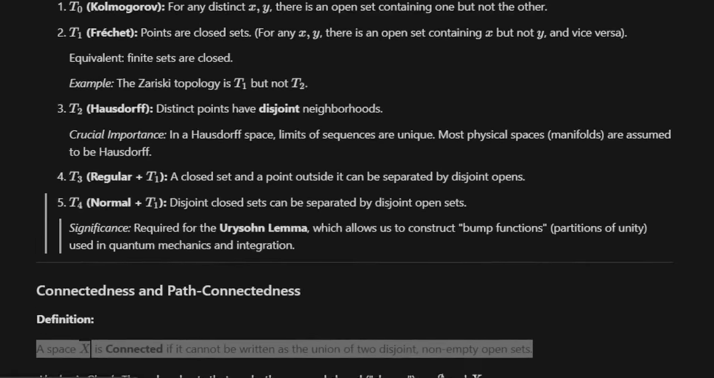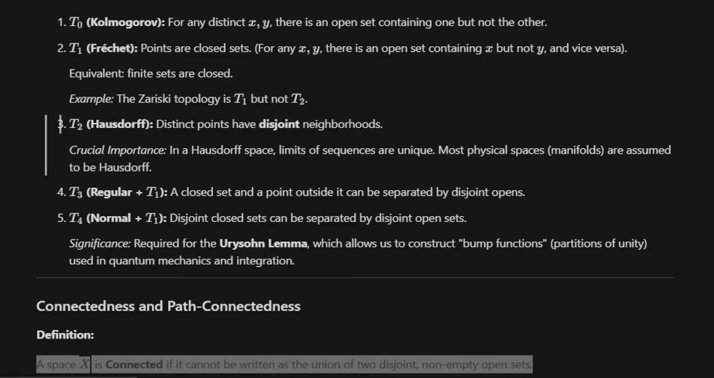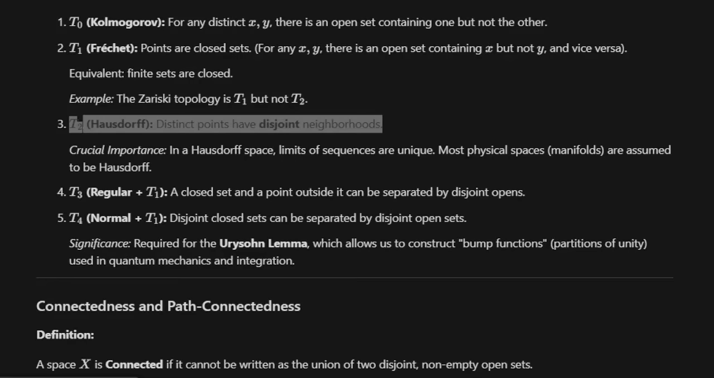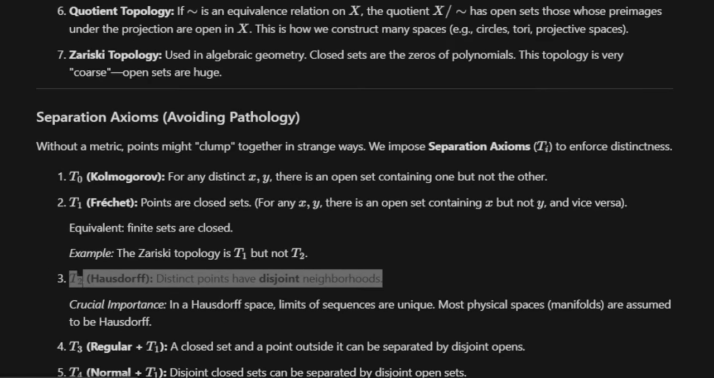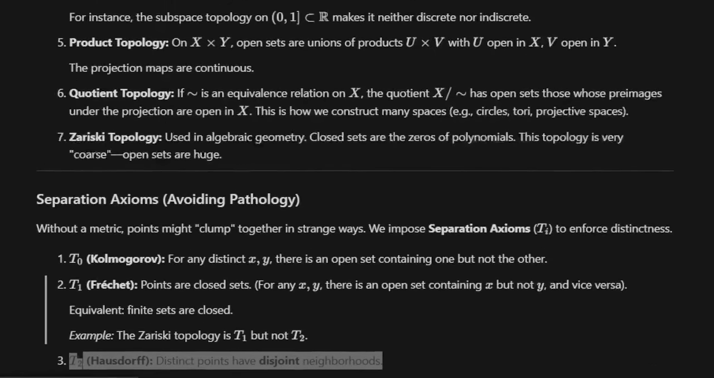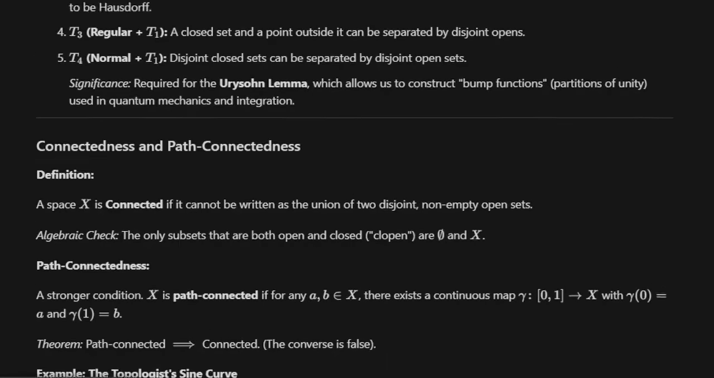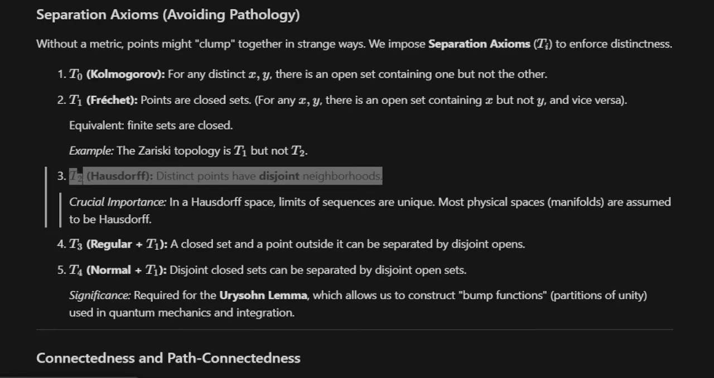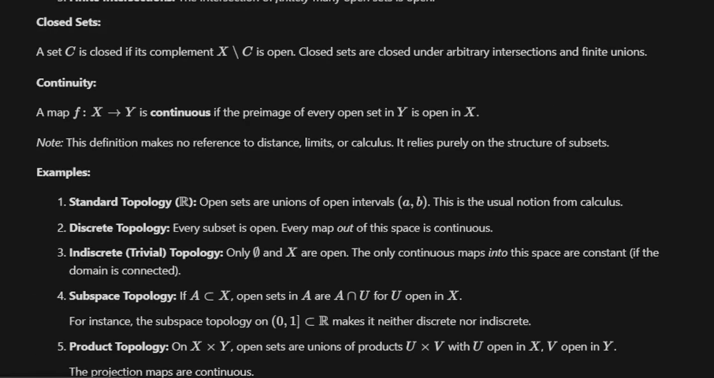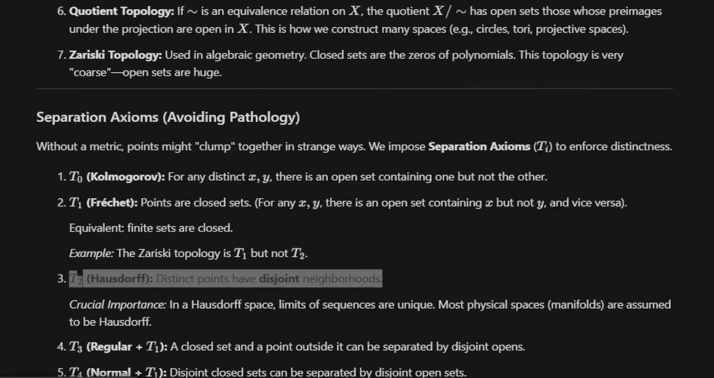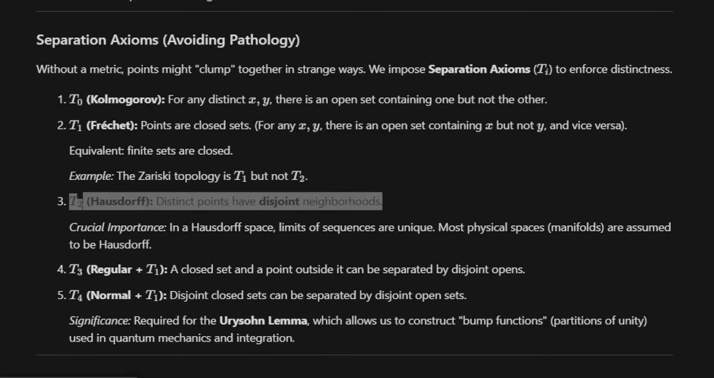Also, before I move on, I just remembered something. The Hausdorff axiom. What's really important about the Hausdorff axiom? It prevents pathology. The definition of topology is very flexible, but again, without distance, as we said, points might clump together.